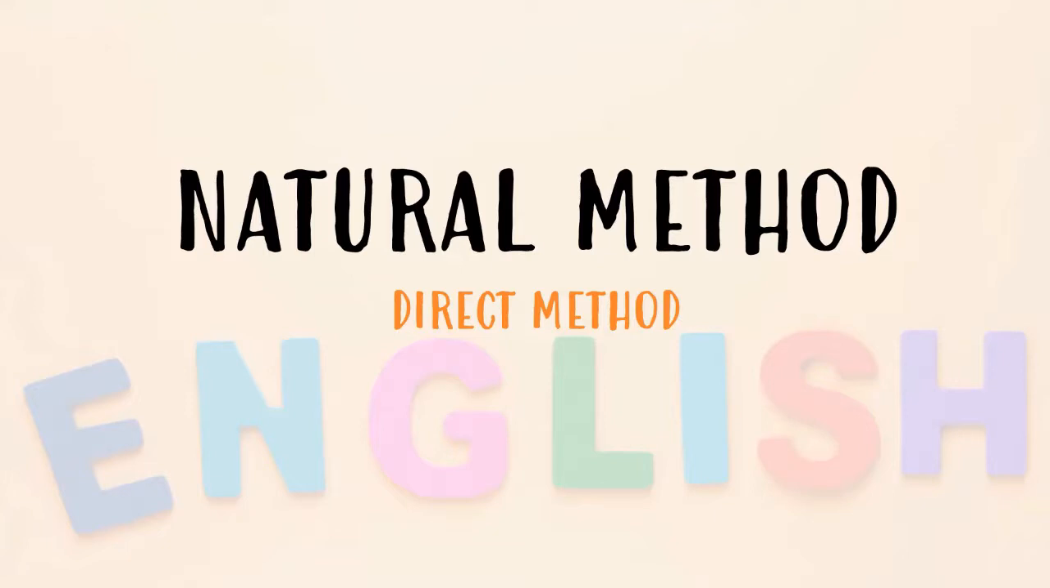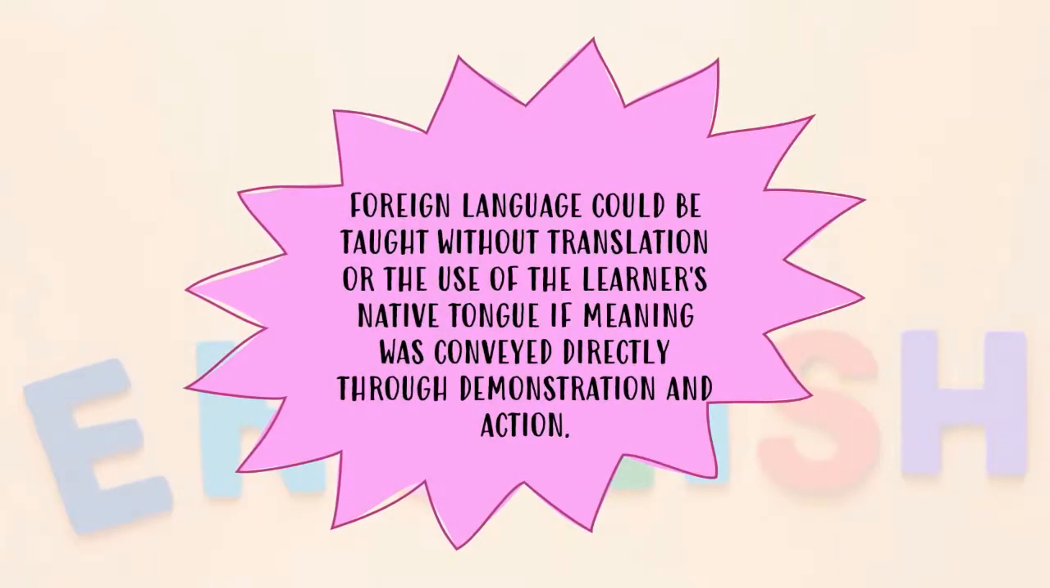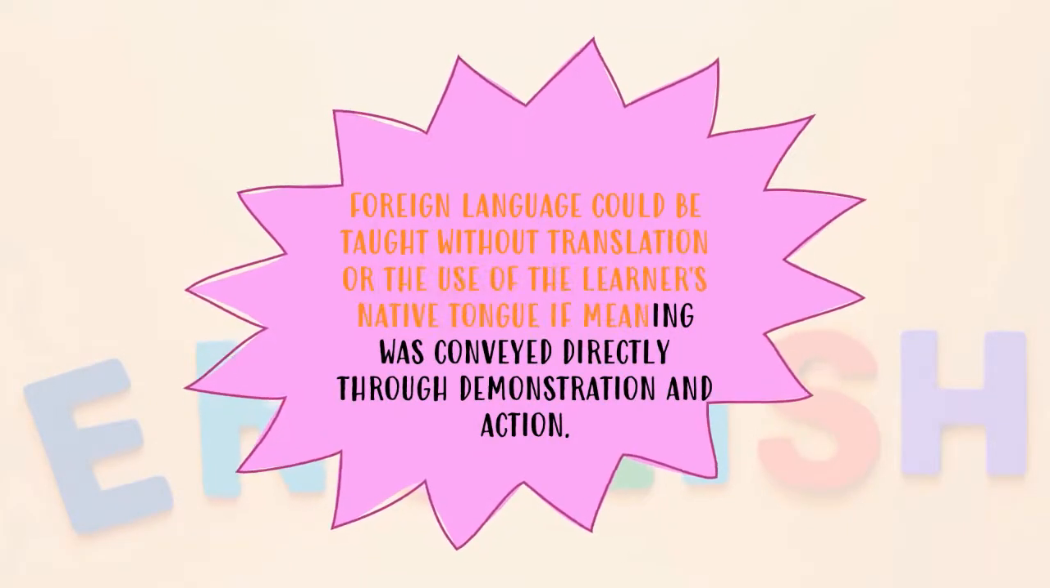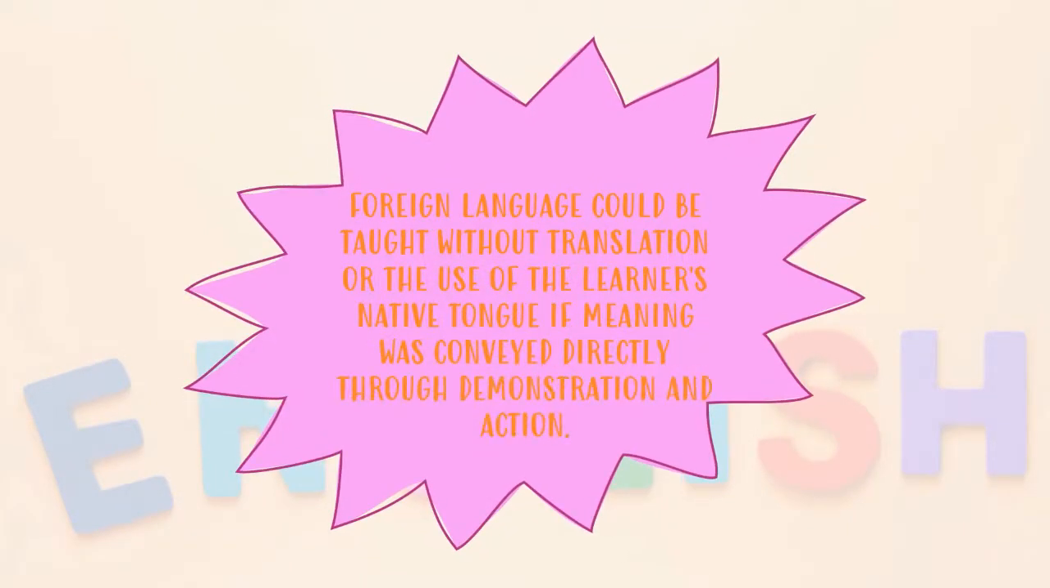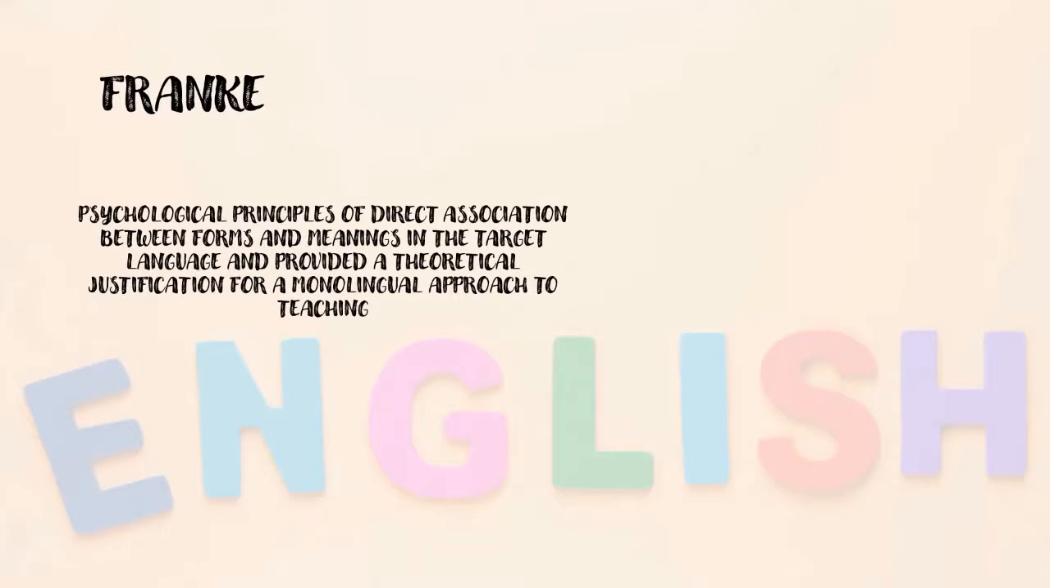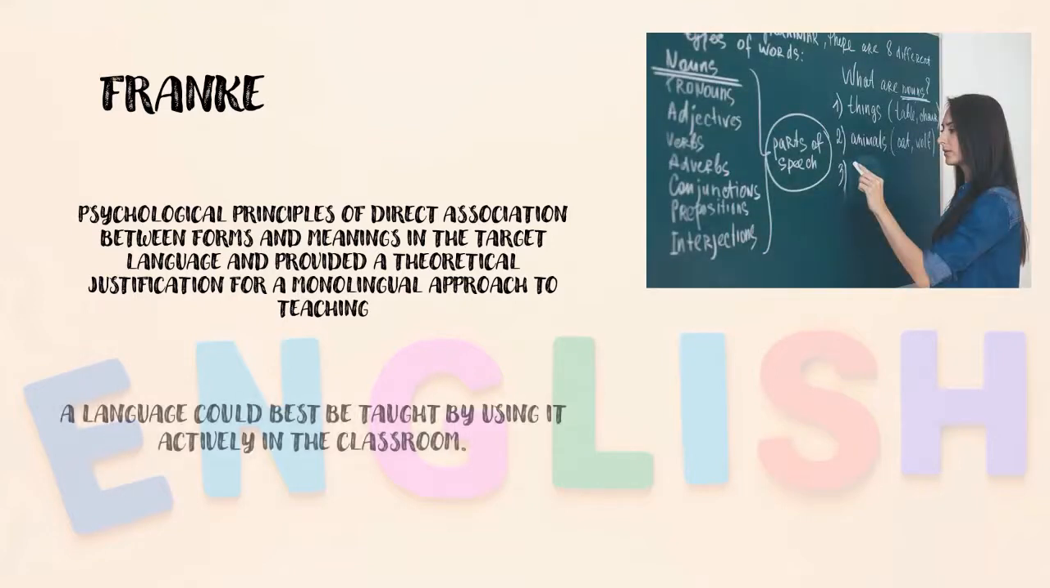Sauveur and other believers in the natural method argued that a foreign language could be taught without translation or the use of the learner's native tongue if meaning was conveyed directly through demonstration and action. Then Franke wrote on the physiological principles, a direct association between forms and meanings in the target language, and provided a theoretical justification for a monolingual approach to teaching. According to him, a language could best be taught by using it actively in the classroom.